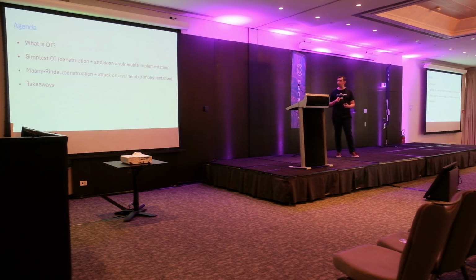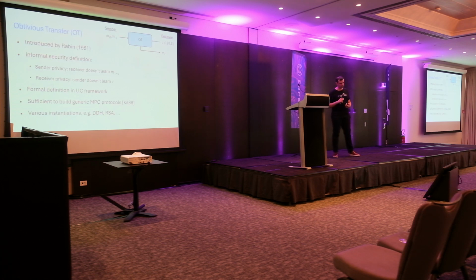Okay, so we will start by giving a proper definition of Oblivious transfer, and then we will see two constructions for Oblivious transfer protocols and the respective vulnerabilities that we found. Oblivious transfer was first introduced by Rabin in 1981. He described this protocol as a two-party protocol, where on one side you have a sender with two messages, M0 and M1, and on the other side you have a receiver with a choice bit, and by the end of the protocol, the receiver should learn the message of his choice, namely MC.